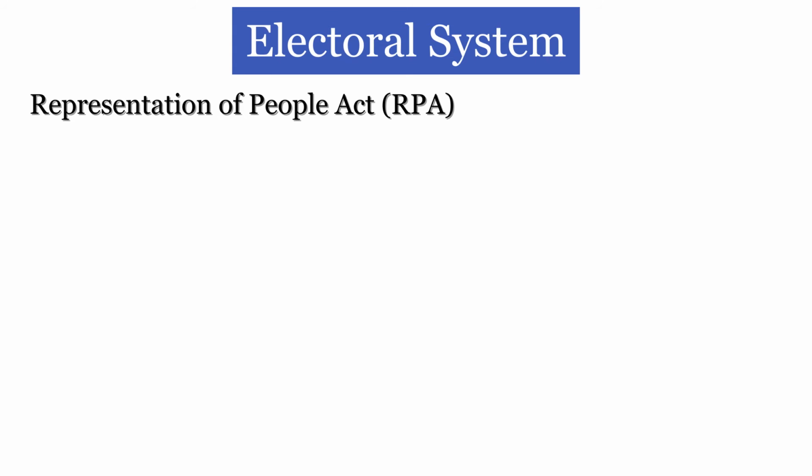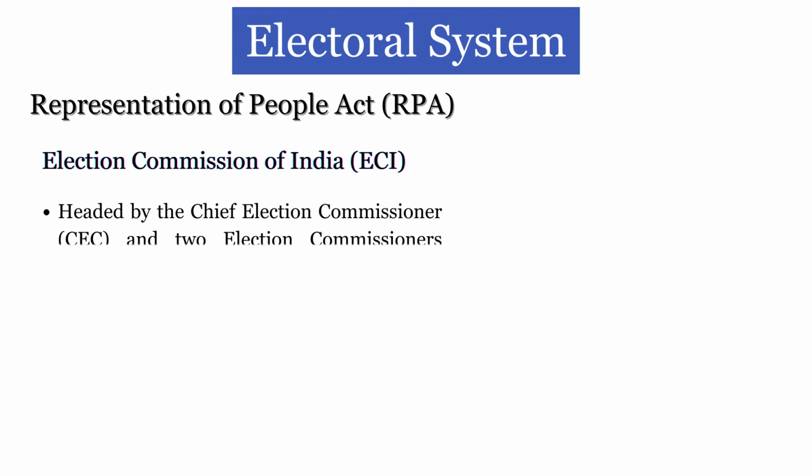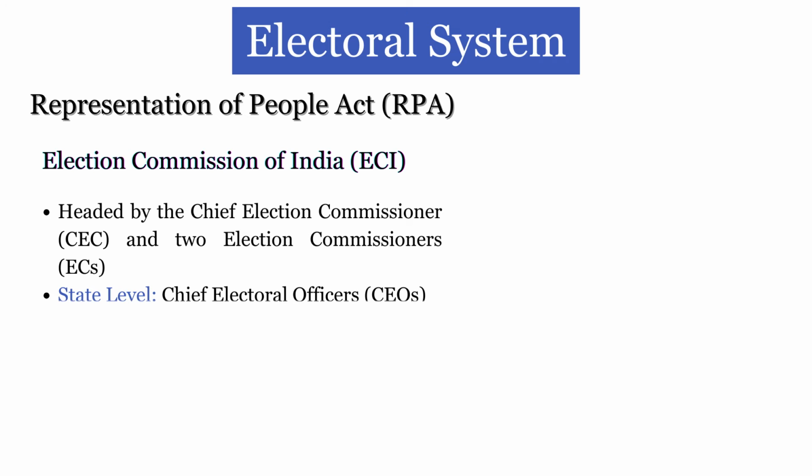India's electoral system is governed by the Representation of People Act, a comprehensive legislation that covers all aspects of the electoral process. The Election Commission of India, headed by the Chief Election Commissioner and 2 election commissioners, is the independent constitutional body that oversees the implementation of the RPA.